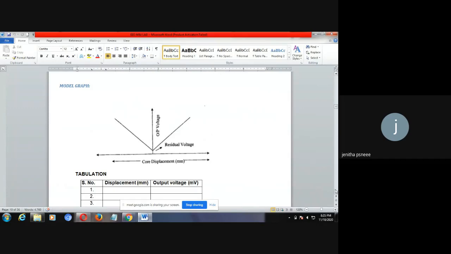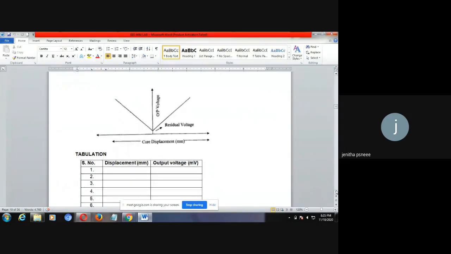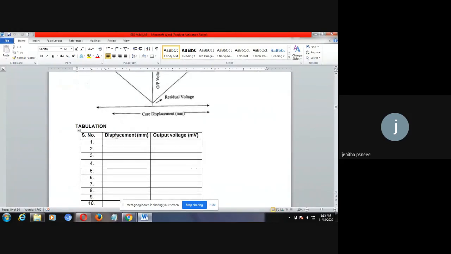So see here, displacement and output voltage. In the tabulation, you will find the displacement and output voltage. Displacement, we know, is in millimeters, isn't it? Now I will tell how the kit will be. For this, we will be taking the LVDT trainer kit. In the trainer kit, mostly all the connections will be made inside itself. Interior connections will be given, so you just have to connect the input and output terminals in the kit.